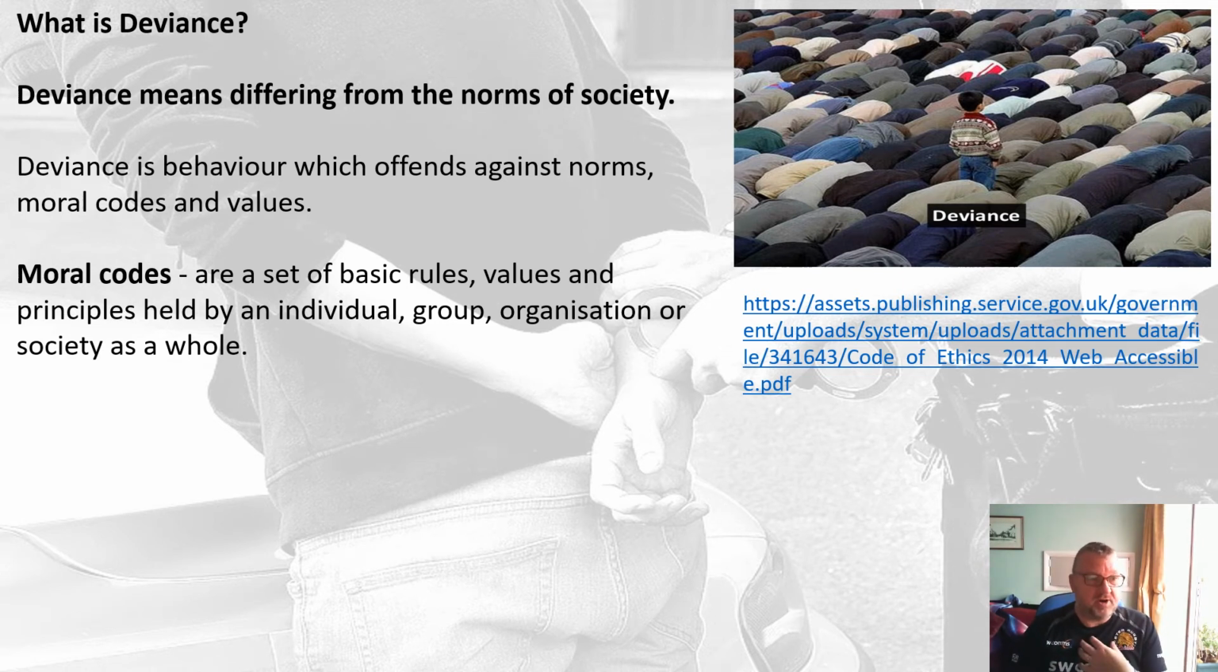So that could be your own personal moral codes. If you hold, for instance, a religious belief, you may have certain moral codes linked to that. If you belong to a specific group, let's say you're in the Boy Scouts, the Girl Guides, the Brownies or whatever, there'll be certain codes linked to that. An organisation such as a school or your place of work will also have certain rules or codes that you have to adhere to. And of course society has its laws, its moral codes as a whole.